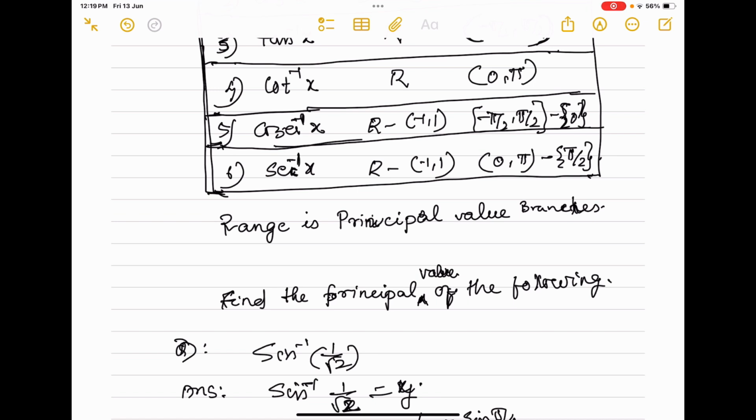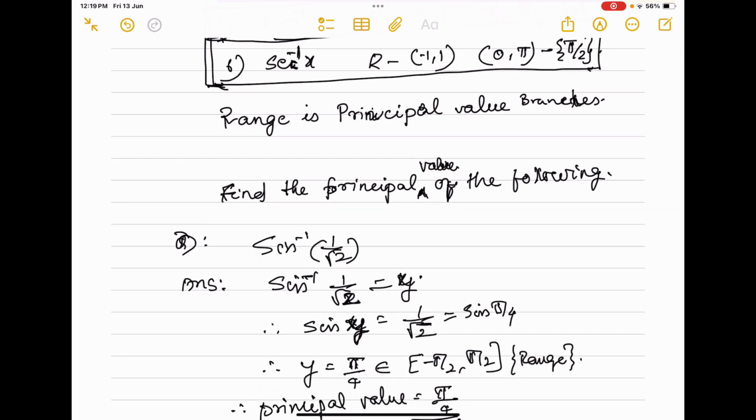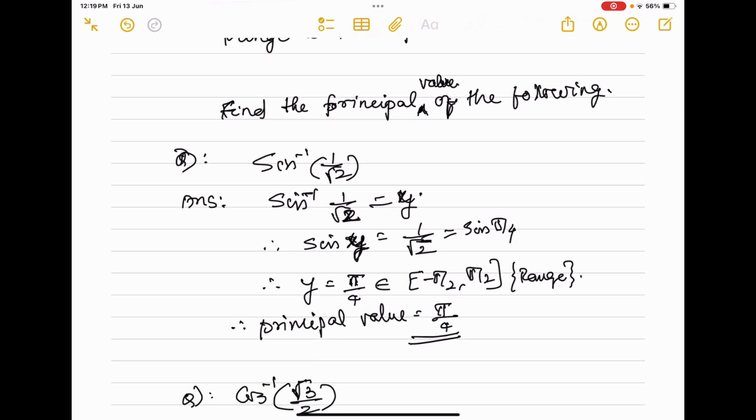Then in these questions, sometimes they will ask like this: find the principal value of the following, or find the range of the following. So here, find the principal value of the following. First question, sin inverse 1 by root 2. For this, first we take sin inverse 1 by root 2 equals y. Then by definition, sin y equals 1 by root 2. Then you know that sine of 45 degrees or pi by 4 is 1 by root 2.